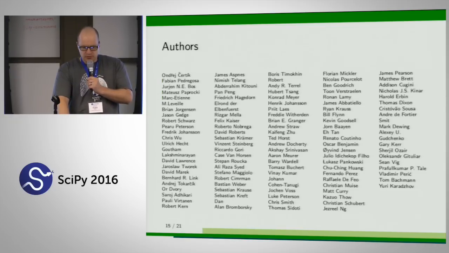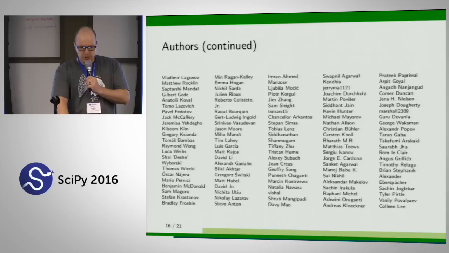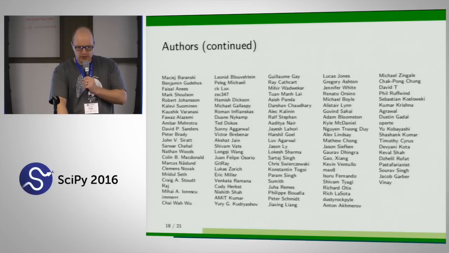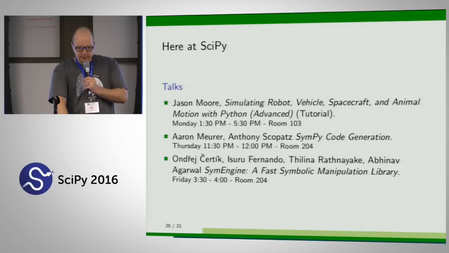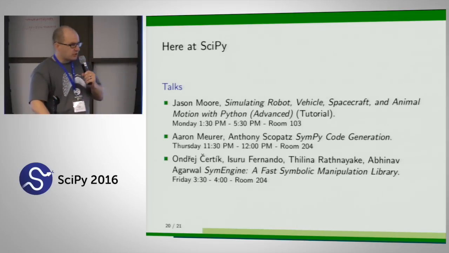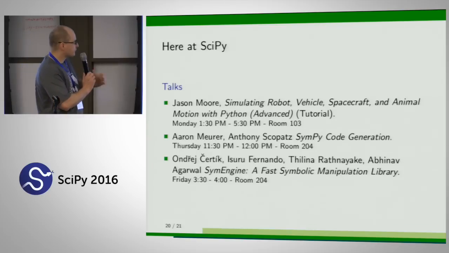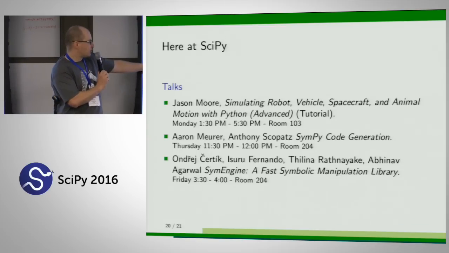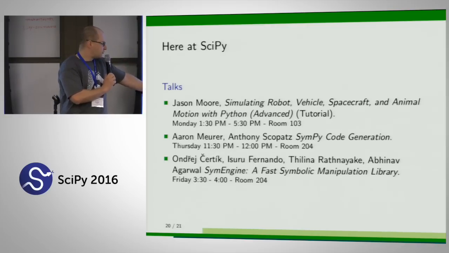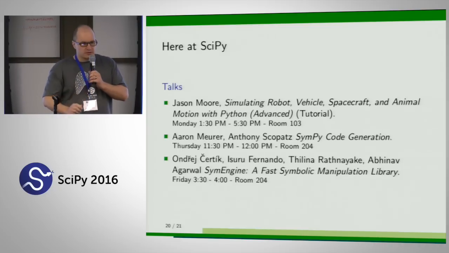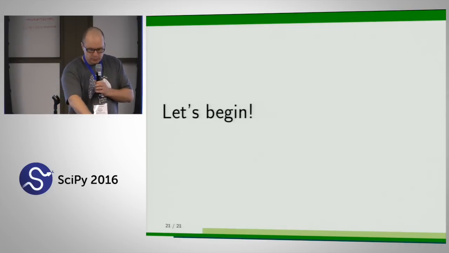So we have a few slides about all the authors of SymPy, all 450. And if you are interested, we have a few talks. So there is a tutorial in the afternoon about PyDy. Then Aaron has a talk on Thursday, and I have one about code generation. And I have a talk on Friday about SymEngine. And so now we'll start with Amit, and we'll start with the first notebook.